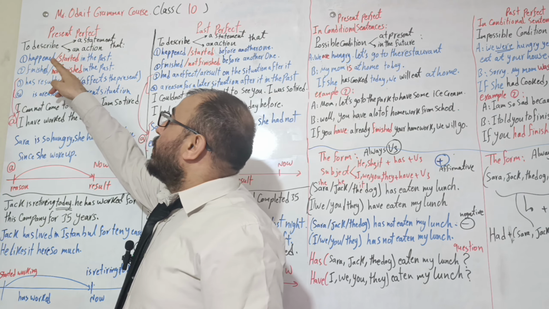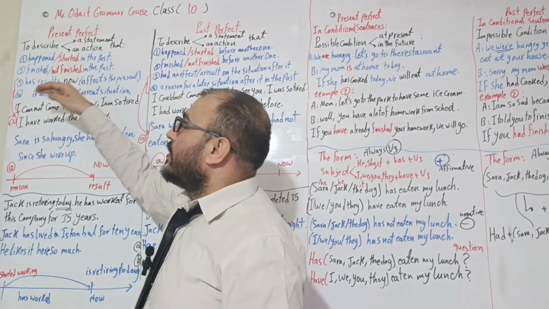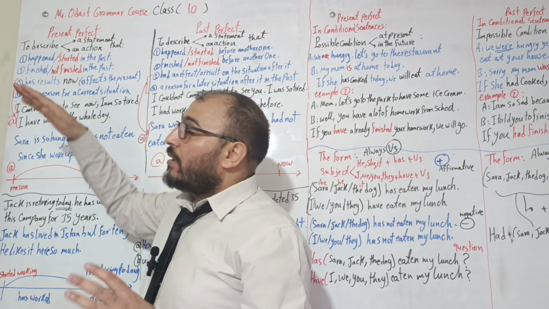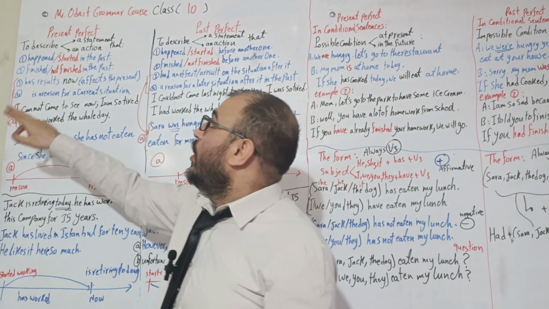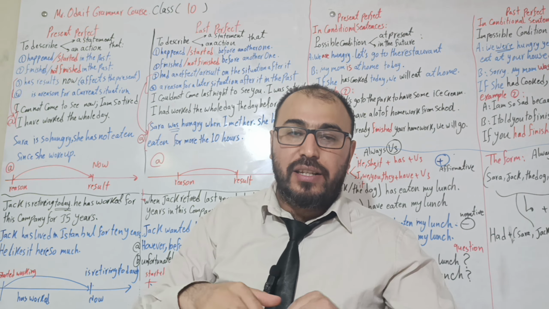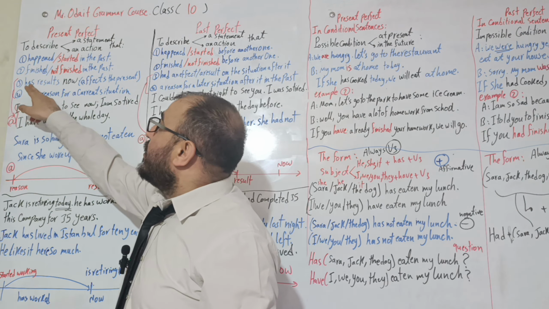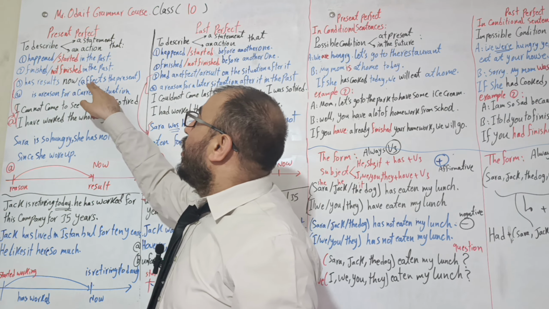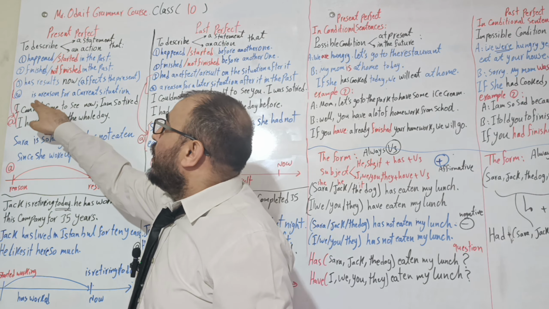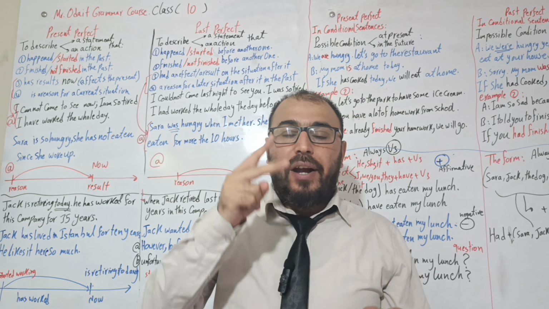As you know, we use the present perfect in order to describe a statement or an action that happened and finished in the past, or started in the past and not finished yet. It is still ongoing. Then it has results now or affects the present, and it is a reason for a current situation. So we have two options.